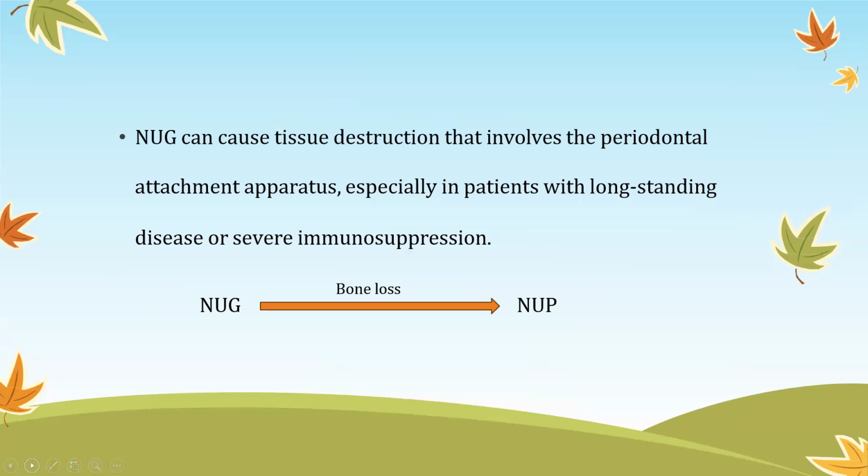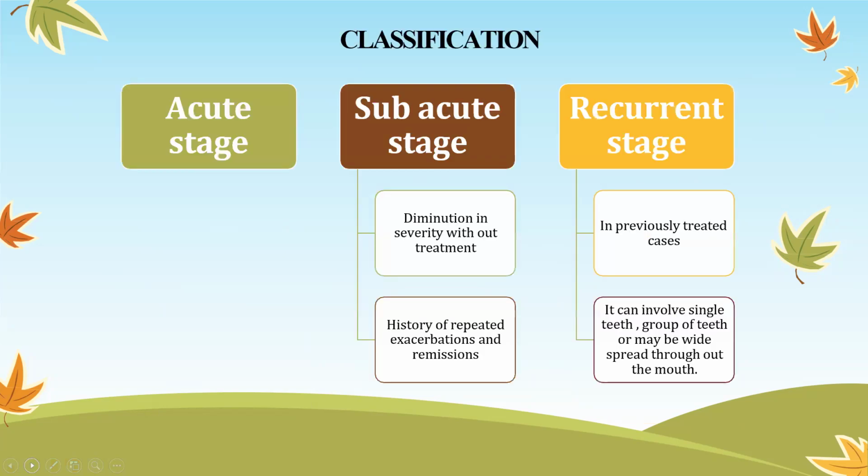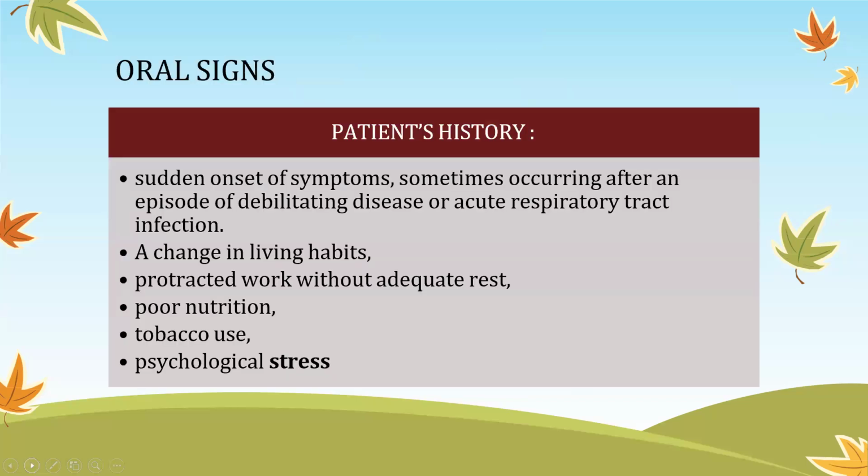Necrotizing ulcerative gingivitis can cause tissue destruction, which involves the periodontal attachment apparatus, especially in patients with long-standing disease or immunosuppression. Classification. There can be an acute stage, subacute stage, and recurrent stage. In subacute stage, there will be diminution in the severity without the treatment, and there will be history of repeated exacerbations and remissions, whereas recurrent stage occurs in previously treated cases, and it can involve single teeth, group of teeth, or maybe widespread throughout the mouth.